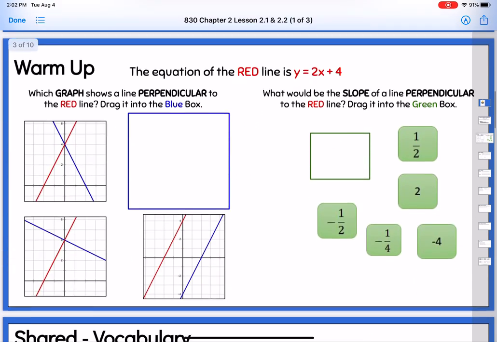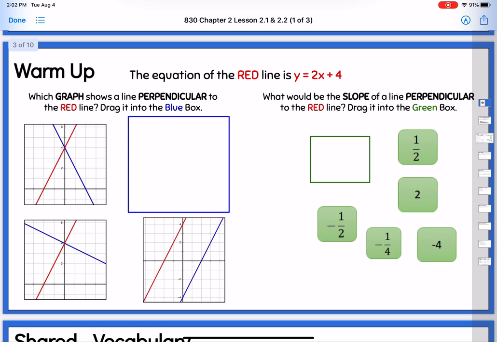Okay, so we started with our warm-up. Hopefully you've taken a look at it already. So this brings us back to that idea of perpendicular from algebra last year. So this says that the equation of the red line is y equals 2x plus 4. So the red line is y equals 2x plus 4. Over on the left it says which graph shows a line perpendicular to the red line, and drag it into the blue box. So first of all, in the warm-up, it wanted you to remember what perpendicular lines looked like.